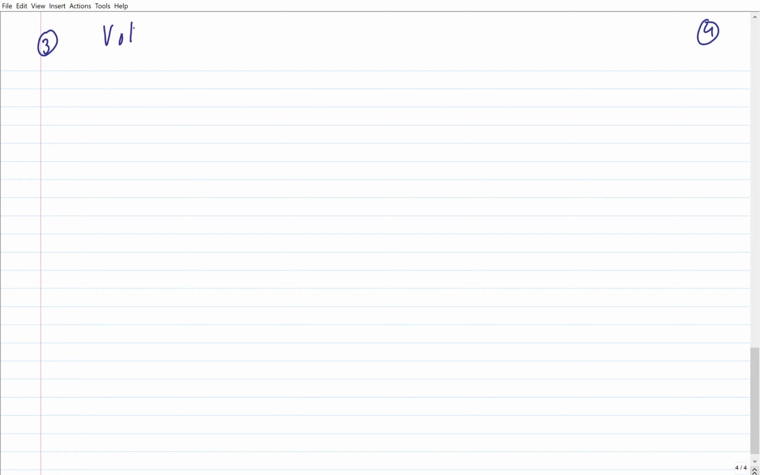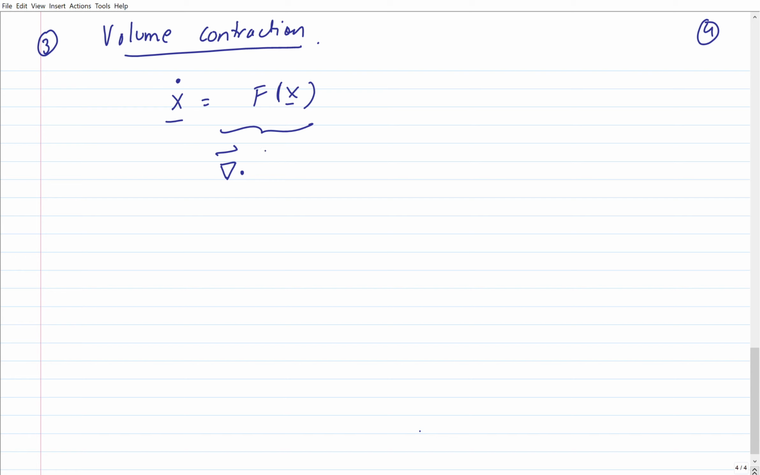Third, this is a dissipative system, and this exhibits volume contraction. And remember, we did the criteria for a dissipative system. So I have a system of equations. And one way to embark on whether the system is volume contracting or not is calculating the divergence of the dynamical system. This was one of the very first lectures, so you have to go to lecture 3 maybe for the proof of how this quantity is related to the rate of change of volume.